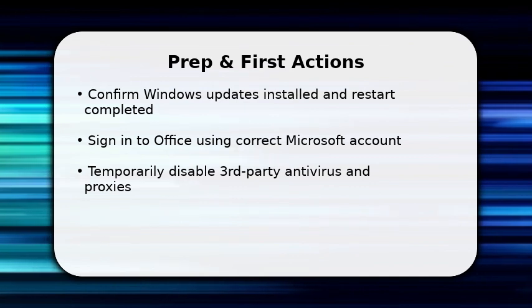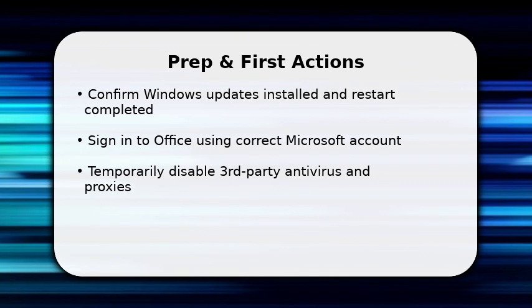Then run the Office installer as administrator. Right-click Setup and choose Run as administrator. This prevents permission conflicts and lets the installer write files and registry keys correctly.